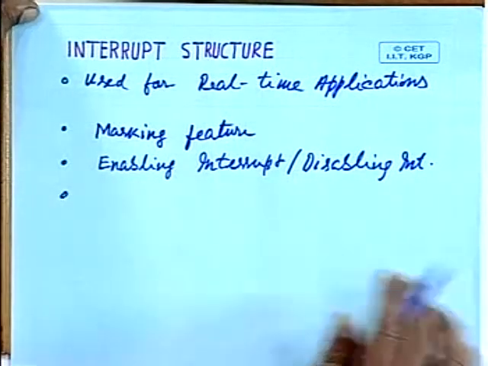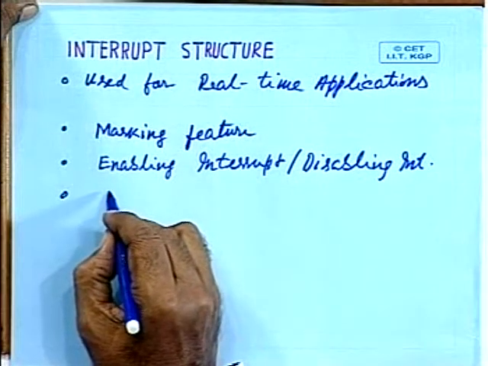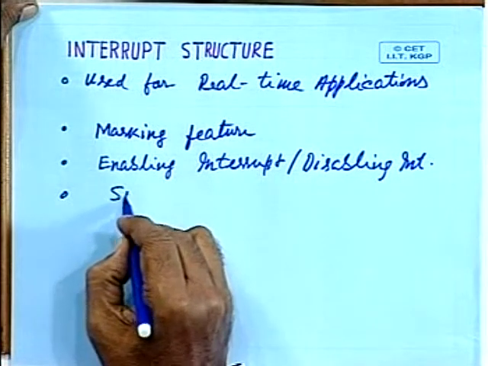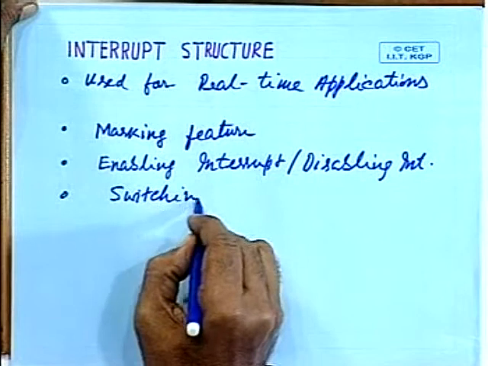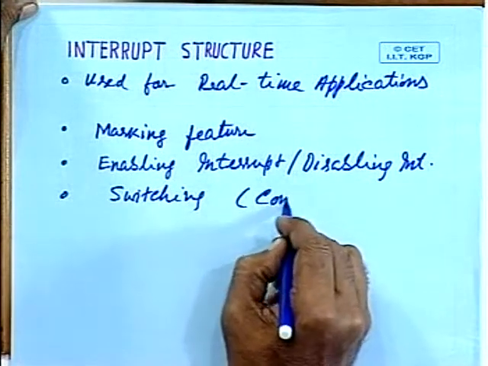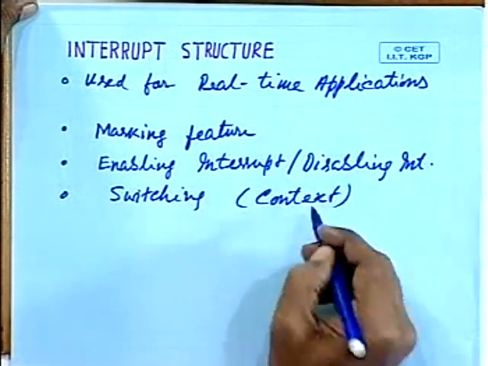Moreover, switching from one interrupt to another, which is known as context switching, switching from one interrupt to another interrupt, or interrupt response, should also be very fast.